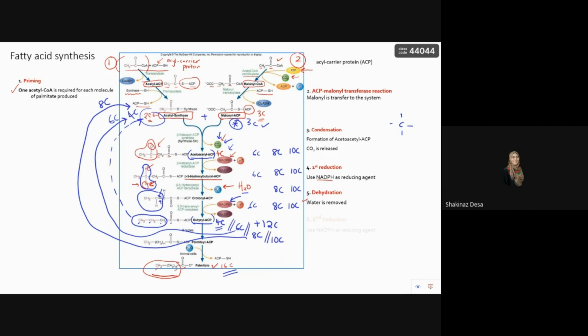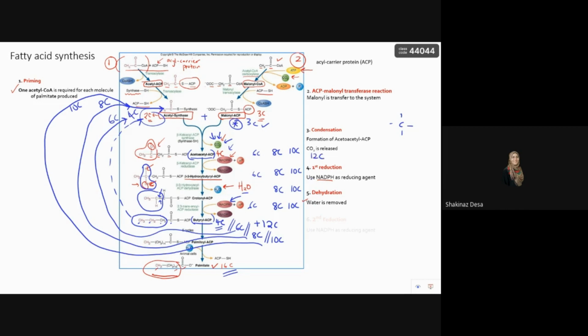You will go through all the processes, reduction, dehydration, second reduction. Apa berlaku pada 10 carbon ni? Dia sekali lagi pusing lagi. To replace acetyl synthase tu, dia ada 10 carbon. And then again, tambah 3 carbon. Once dia tambah 3 carbon, dia jadi 13 carbon. Sama juga, remove the carbon dioxide, go through condensation, dia jadi 12 carbon.